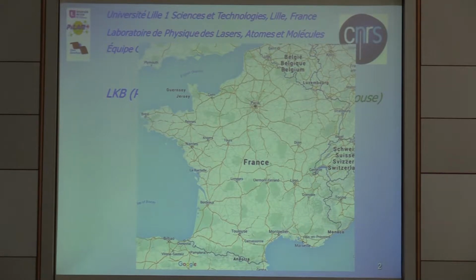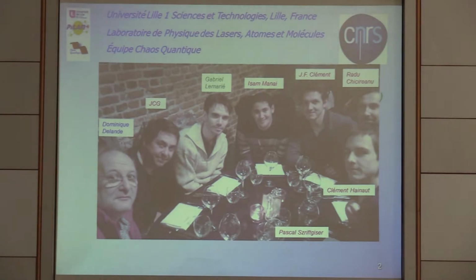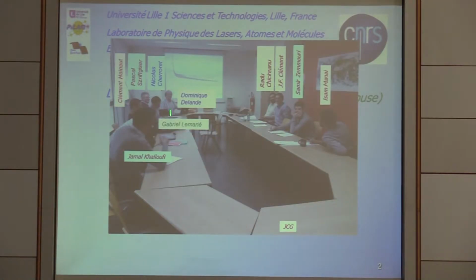So if you put them on a map, you see that Lille is in the far north of France, and LKB in Paris, and Toulouse in the south, so we do a diagonal over France. So these are the people involved in this group. Some of them are mixing here, so I took another photo to show you, and this shows that we don't meet only to eat, but also to do some experiments.